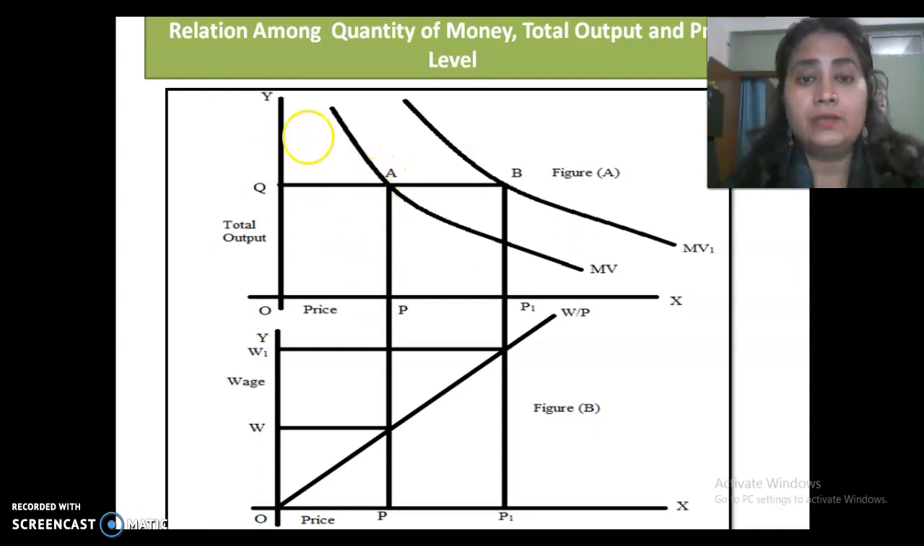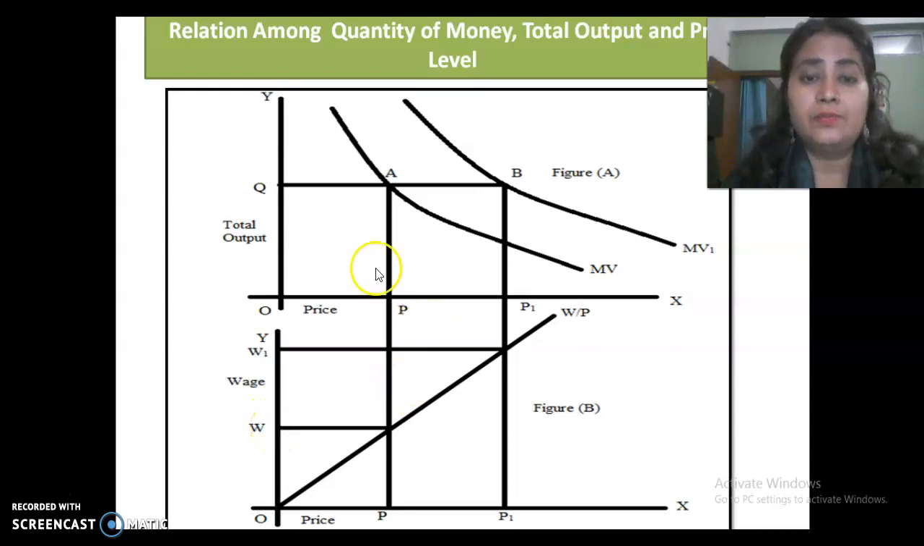At this equilibrium level, the supply of money is MV. So the MV curve shows the different combinations of price level and quantity of the commodity at which money supply is equal to money demand. Here, when the price level is OP, in the lower panel, at the price level OP, the wage rate is OW.